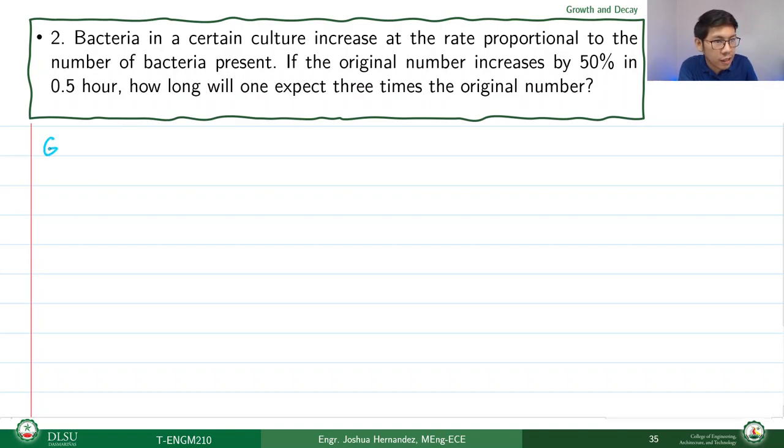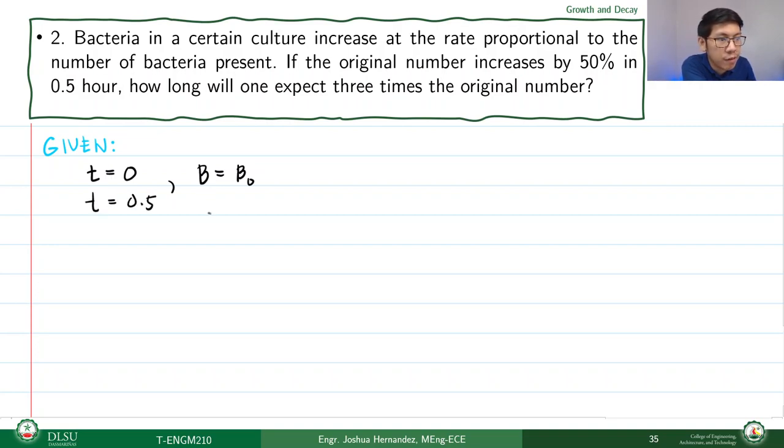So let's identify ano yung mga binigay. Given. So, ang sabi dito, if the original number, this is the second sentence, no? If the original number increases by 50% in 0.5 hours, okay? In 0.5 hours. So, initially, syempre, wala pa siya. Tapos, nag-increase daw siya by 50% in half an hour. So, initially, zero pa siya. Let B, sabihin na natin B, be the bacteria. B equals B naught, wala pa siya.